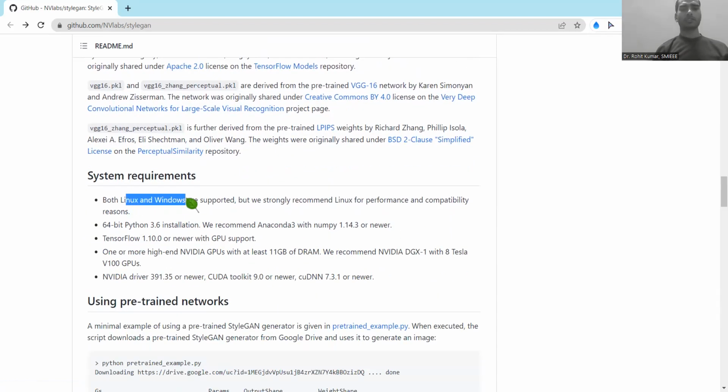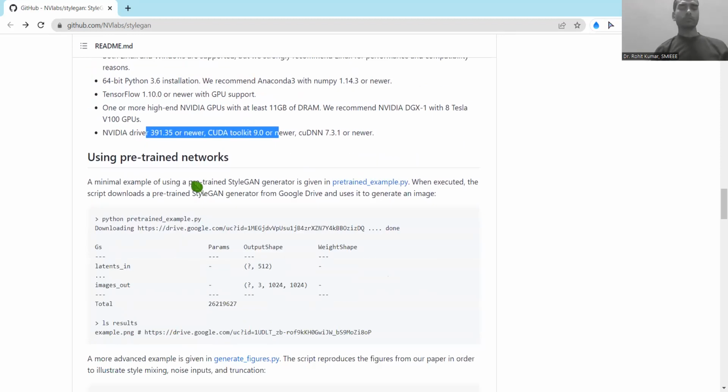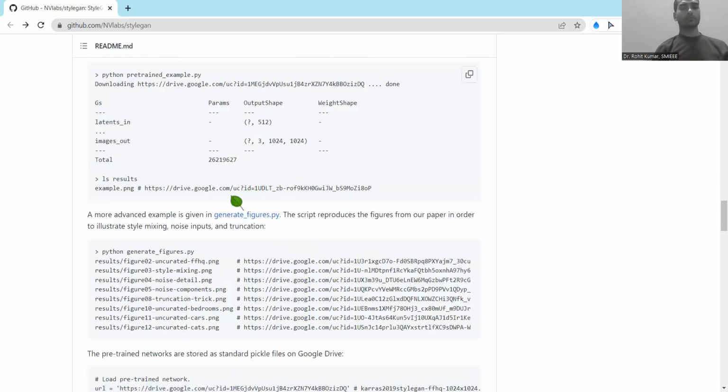Then you are supposed to meet the system requirements. The system requirements are clear: Linux and Windows support is available, and a 64-bit Python installation is required. Then Anaconda is recommended with NumPy 1.14.3. Then the TensorFlow specification is given there. Then high-end NVIDIA GPUs with more than 10 GB are required, along with the NVIDIA driver. All the required dimensions they have given over here. Then coming to the pretrained network usage, they have given the link for the pretrained example, so you can go and make use of this.